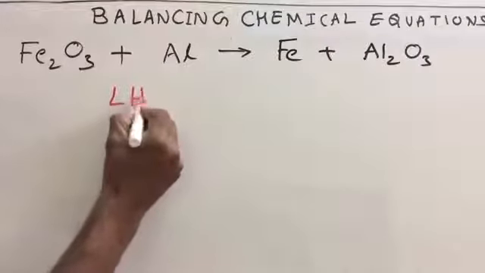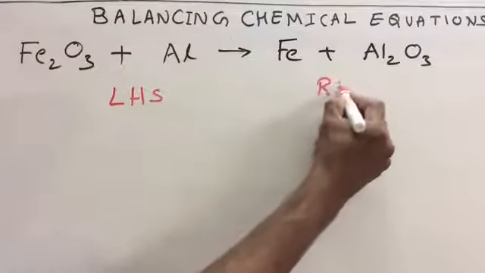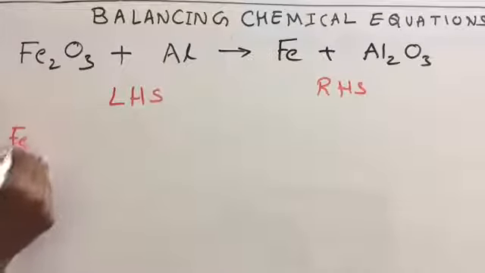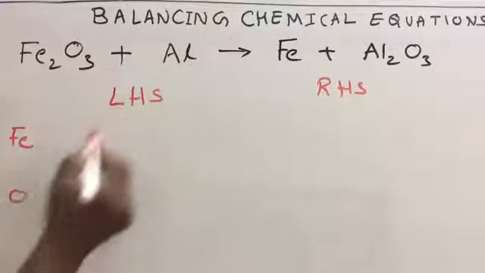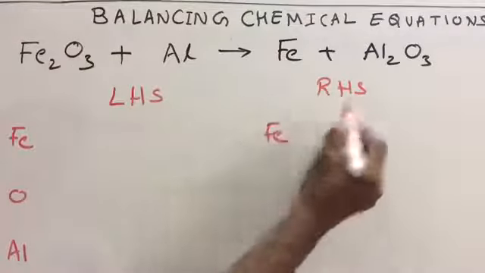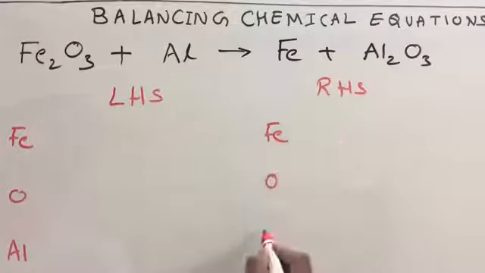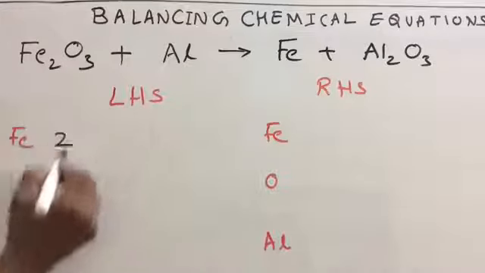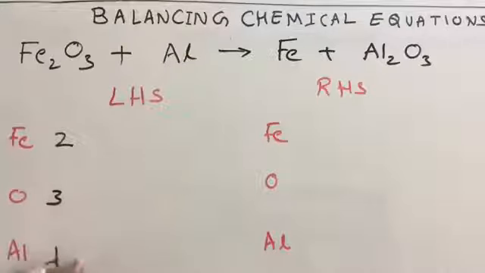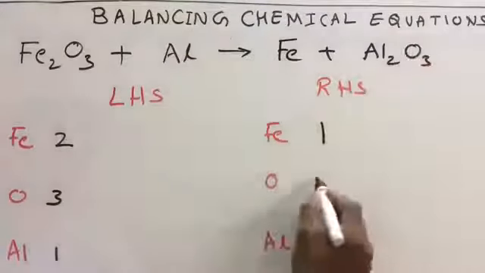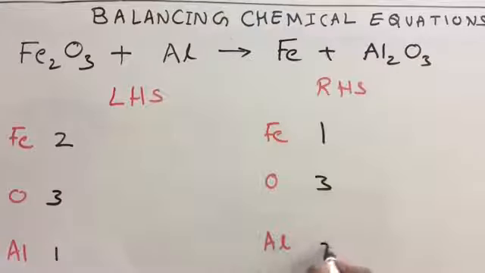Write the equation first and then write LHS, RHS. On LHS the atoms: you have iron, you have oxygen and you have aluminium. Similarly on RHS you have iron, you have oxygen, you have aluminium. Now check the number of atoms of each. For iron you have 2 on LHS, for oxygen you can see 3, aluminium 1. On RHS, iron 1, oxygen O3 means 3 here, aluminium Al2, 2.